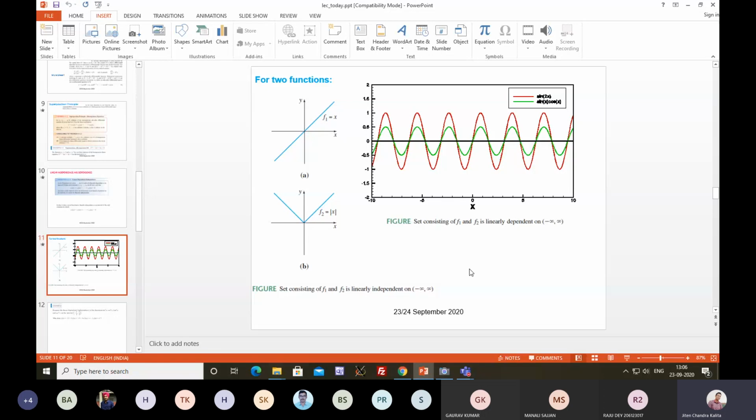Now you can see two graphs here, in figures A and B. Can you tell me whether these two functions, f1 and f2, are linearly independent or dependent?